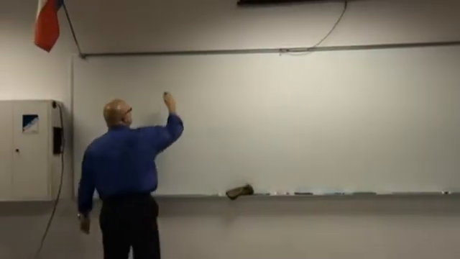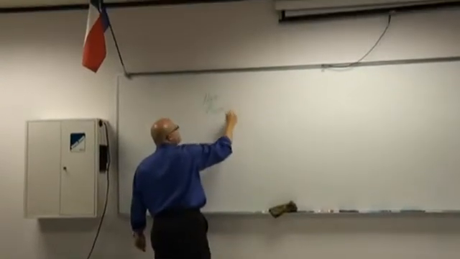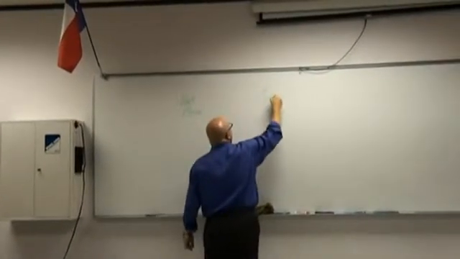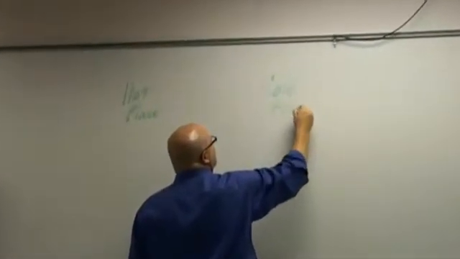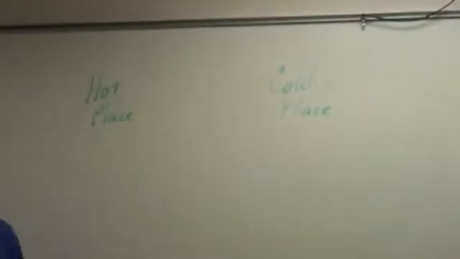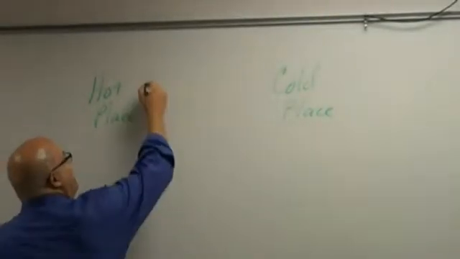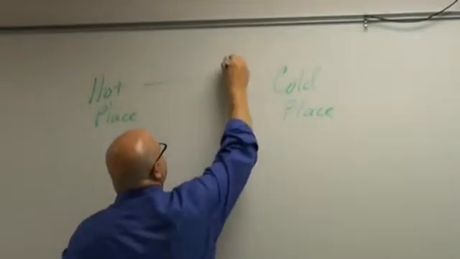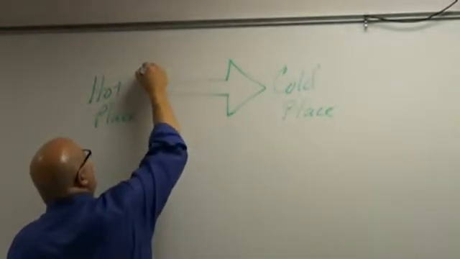Now, a hot place, a cold place, and a place that's just right, in the Goldilocks place. Heat flows from hot to cold. Now wait a minute.